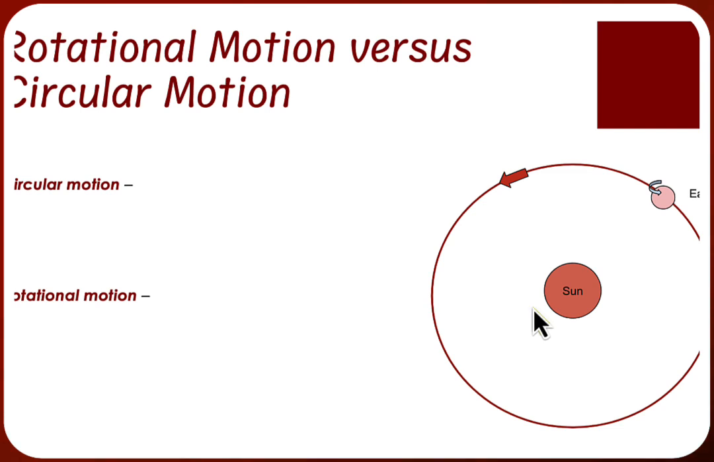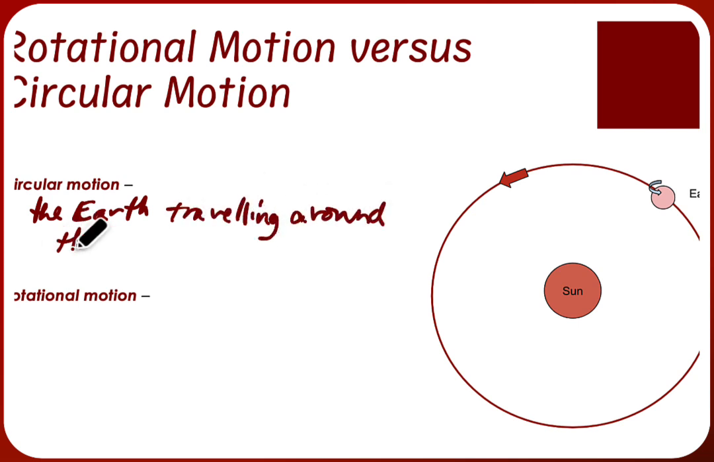So let's start by looking at this diagram I have here. I have the sun and the earth. Now, as the earth goes around the sun, and that would be 365 days for it to go around once, that would be an example of circular motion. In this case, we have the sun in the center and the earth just moves in a circle around it, thus circular motion.